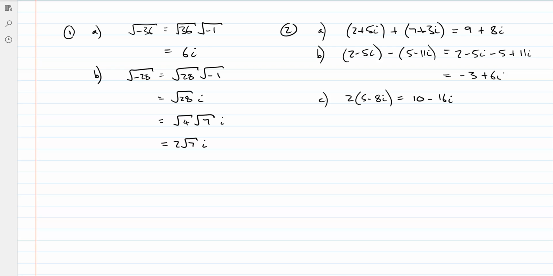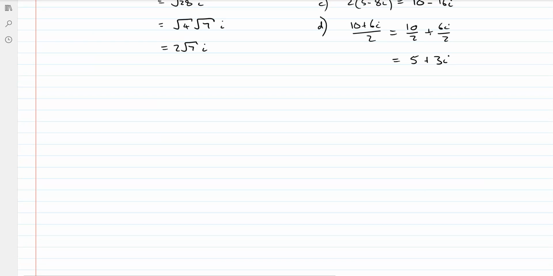So 2 lots of this. Again, I'm going to do 2 times 5, 2 times minus 8, exactly as if I was expanding the bracket as a year 8. And then finally 10 plus 6i divided by 2. Same kind of idea. I can write this as 10 over 2 plus 6i over 2, because they're both over 2. Again, I probably would leave that step out at this stage. 10 divided by 2 is 5, 6 over 2 is 3. So I get 5 plus 3i.